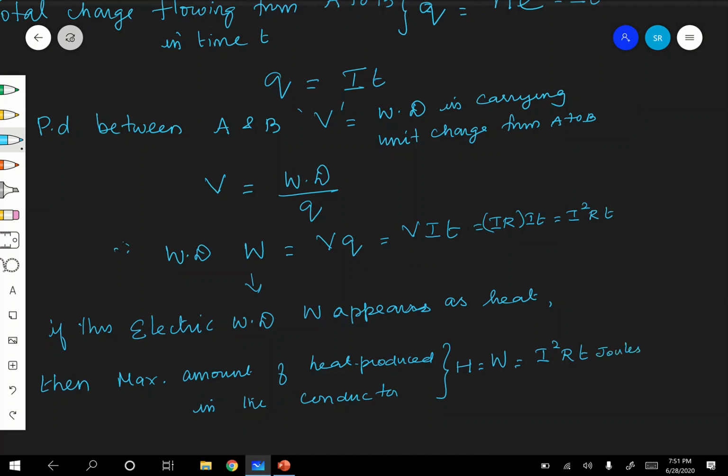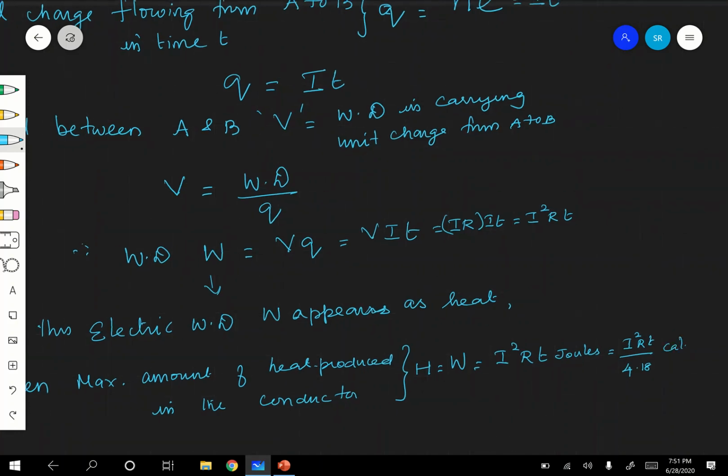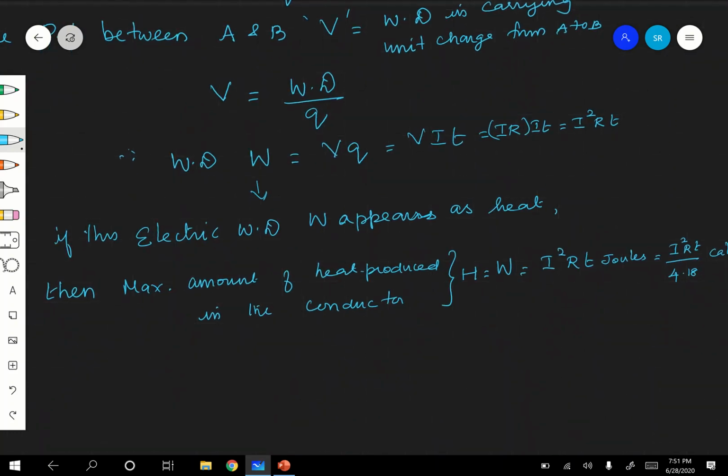If you have to represent it in terms of calories, you know how to convert: I squared RT divided by 4.18 calories. Are you following? Therefore, now this equation, the statement, H is equal to heat produced, that is equal to I squared RT. This is what is called Joule's law of heating.